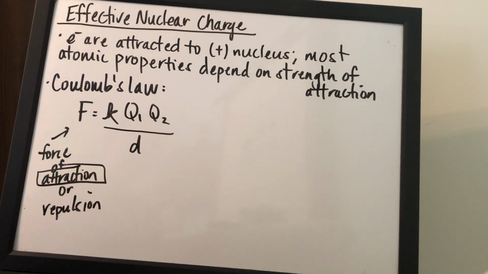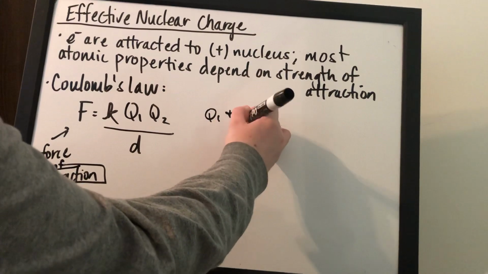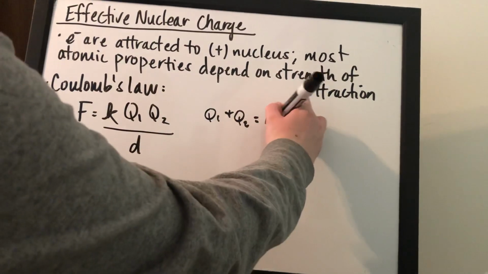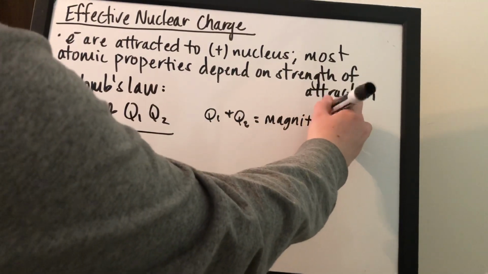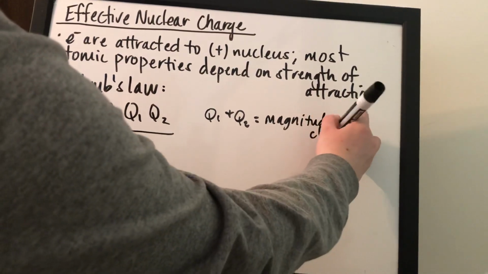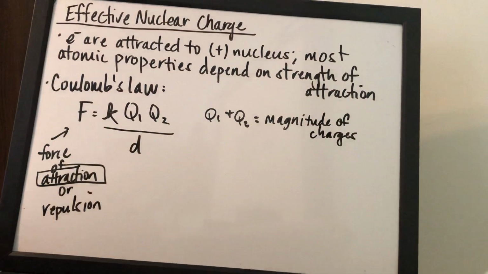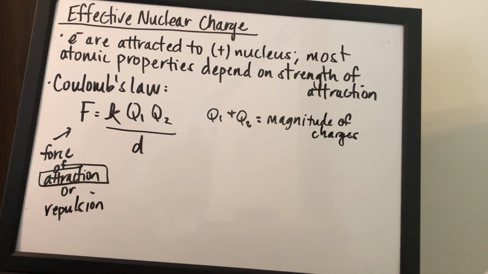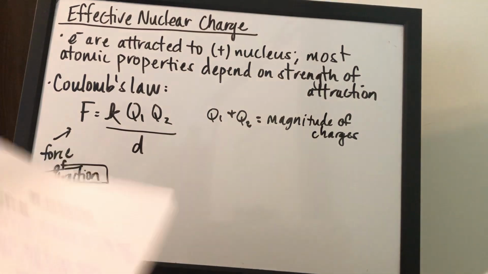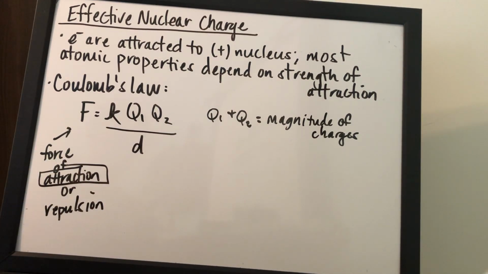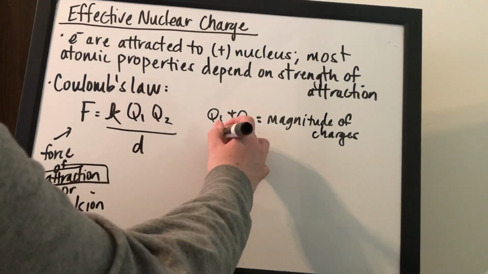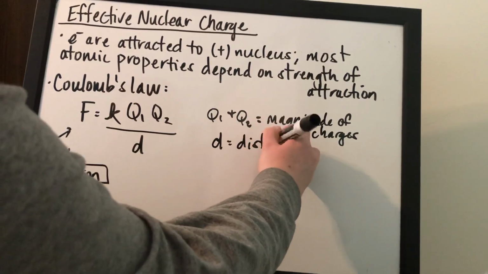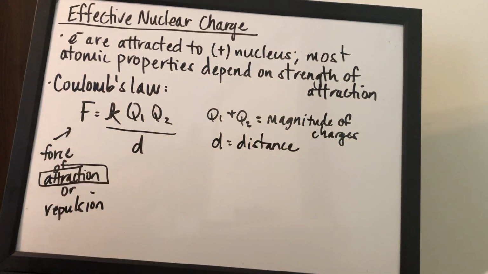times the magnitude of the two charges. That's what Q1 and Q2 are, the magnitude of the charges. Remember that magnitude just means size. So we're asking, is it a +1 and -1 charge? Is it a +2 and -2 charge? Is it a +1 and -2 charge? And so on and so forth. So Q is the magnitude of the charges, and D is the distance between the charges. And like I said, k is a constant that we're really not going to be worried with.